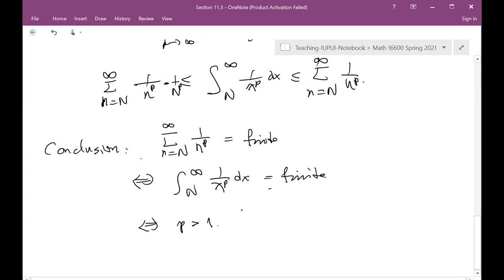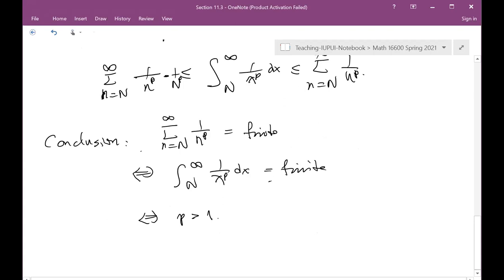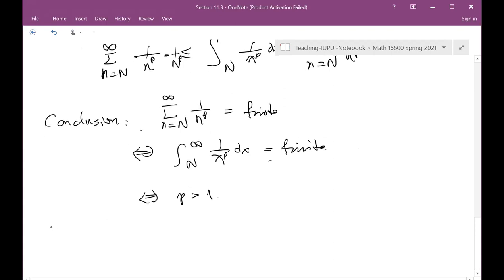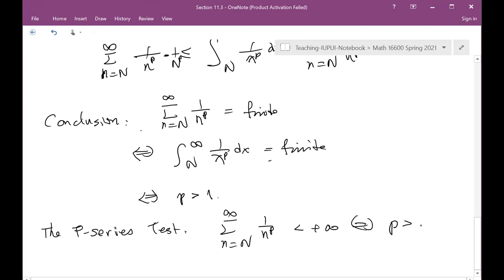This is called the p-series test. If you have a p-series, the p-series is convergent if and only if p is greater than 1. So we get the following so-called p-series test. This is finite if and only if p is greater than 1.